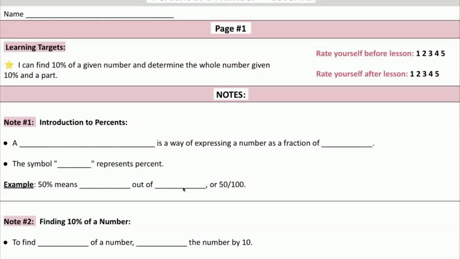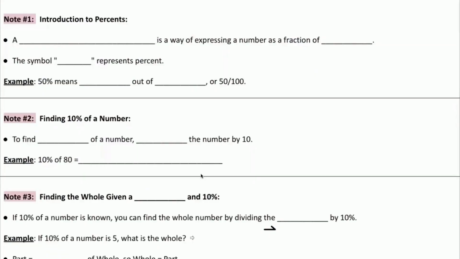Let's get started. Our learning target today is: I can find 10% of a given number and determine the whole given 10% in a part. Before we get started, go ahead and rate your confidence on our learning target, 1 through 5. 1 is the lowest, 5 is the highest. Let's get started with some notes. Remember, if you ever need more time, you can pause the video and take however much time you need.